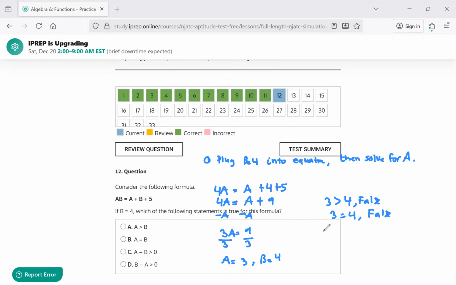What about C? A minus B is 3 minus 4. Is that greater than 0? 3 minus 4 is negative 1. Is negative 1 greater than 0? I don't think so. You have 0 here, and negative 1 is to the left. False. What about D? It has to be D. B minus A, so that's 4 minus 3 is greater than 0. What's 4 minus 3? 1. Is that greater than 0? Yes. So the last statement is true.